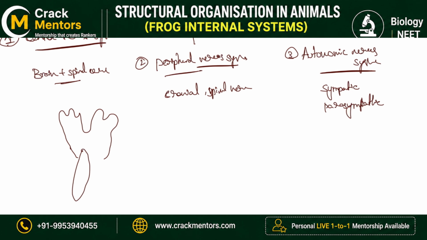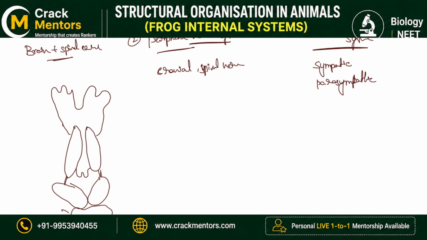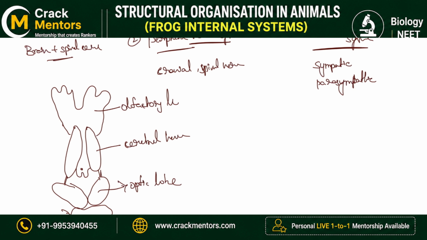I'll just draw. Okay. So the brain of frog will just look something like this. Here we have the olfactory lobe. These are our cerebral hemispheres. In between we have a pineal gland. This is our optic lobe. Okay, these are the cranial nerves that are coming out, and this is our cerebellum.